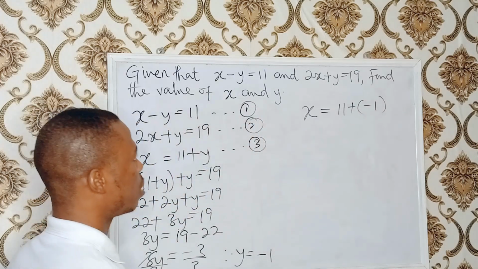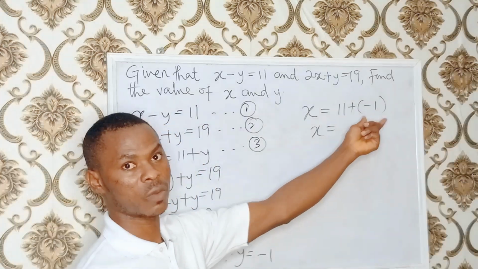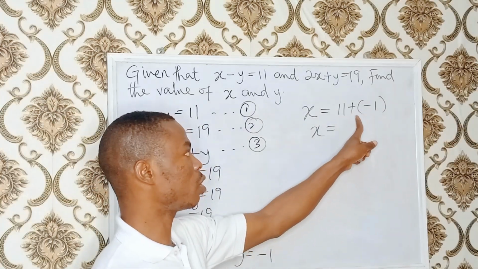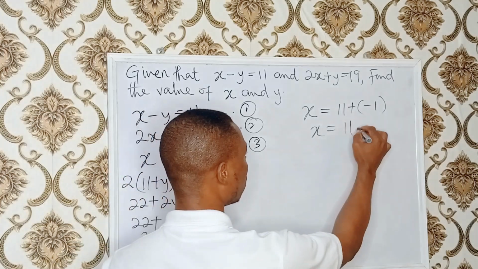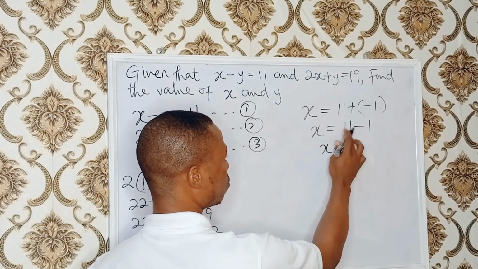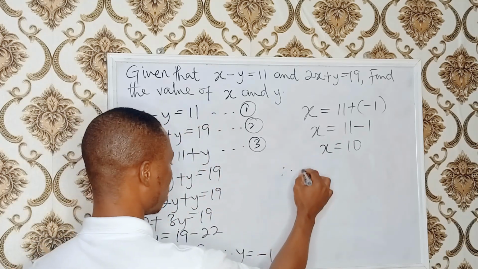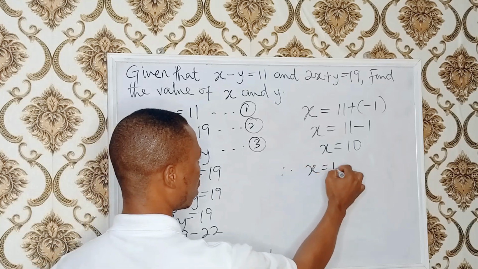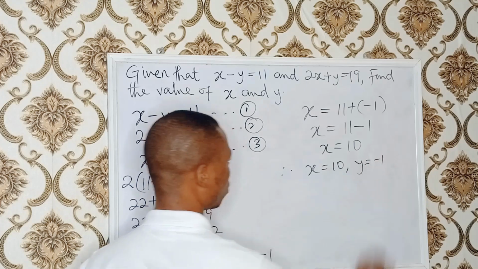Alright, now we have x equal to, now this is bracket, which means multiplication, plus times minus gives us minus. Okay, so we have 11 minus 1, and x equal to 10. 11 minus 1 gives us 10. So therefore x equal 10, and then y equals minus 1.